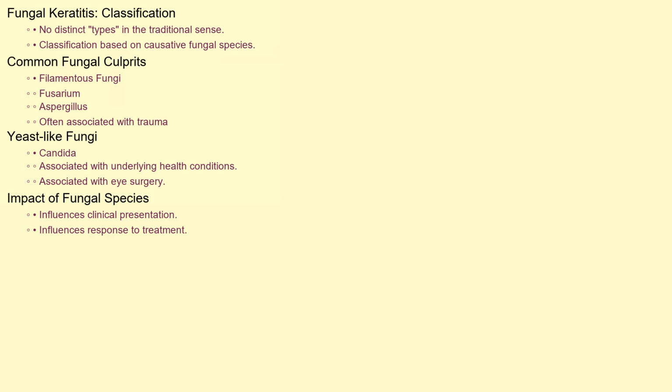While there aren't distinct types of fungal keratitis in the traditional sense, we can classify infections based on the causative fungal species. Filamentous fungi like Fusarium and Aspergillus are common culprits, often associated with trauma. Yeast-like fungi like Candida can also cause keratitis, especially in individuals with underlying health conditions or those who have undergone eye surgery. The specific fungal species involved can influence the clinical presentation and response to treatment.